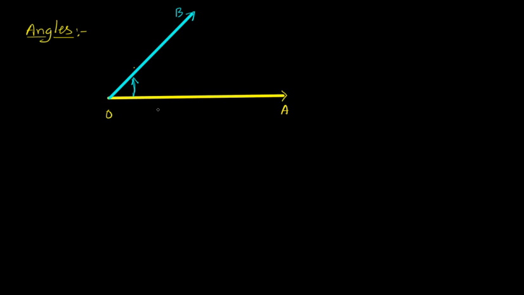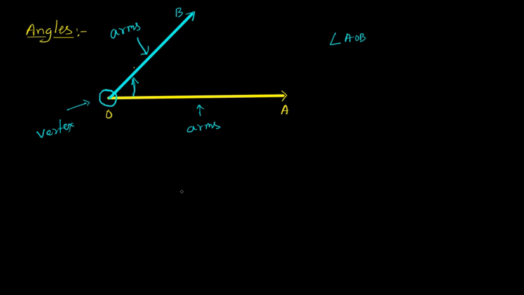So you can say if we have two rays OA and OB having a common endpoint, that is O here, it will form an angle AOB and it will be written as angle AOB. This OA and OB are called the arms of the angle and O is called the vertex of the angle. So these are the arms, and the common point O, from where the rays are starting, is called the vertex of the angle.